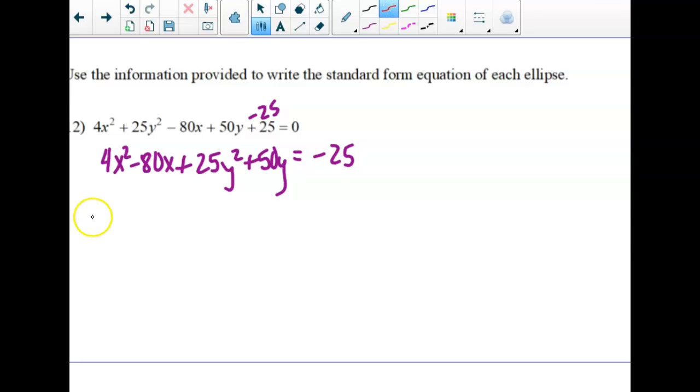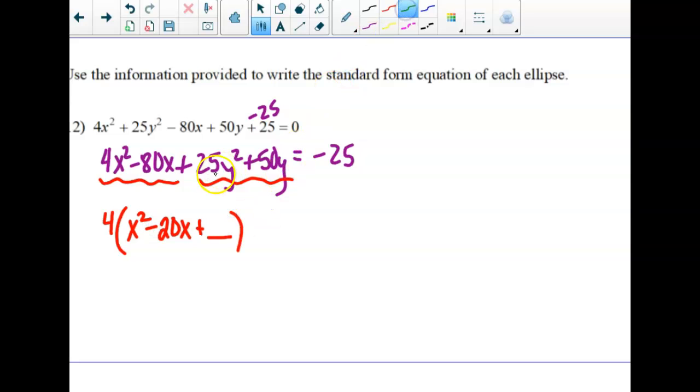What is the goal of factoring? The coefficient on the squared term needs to be what? After we factor, it just needs to be a 1. So we need to take out whatever's here. We're going to factor a 4 out of both of those. So we'll have an x squared. Watch your signs. If you divide that by 4, you'll have minus 20x plus blank.